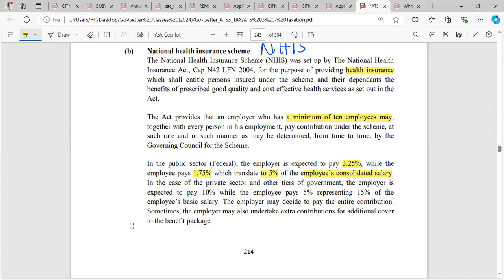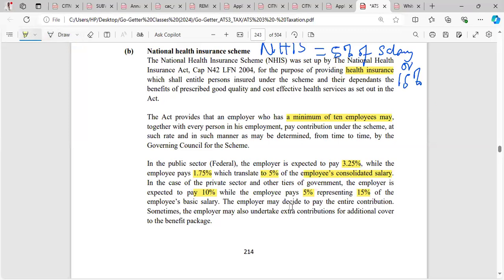So I will come here and I will say NHIS by law is 5% of consolidated salary. In the case of a private sector or other tiers of government apart from federal, the employer is expected to pay 10%, while the employee pays 5%, representing 15%. So the 5 is for federal, the 15 is for others.